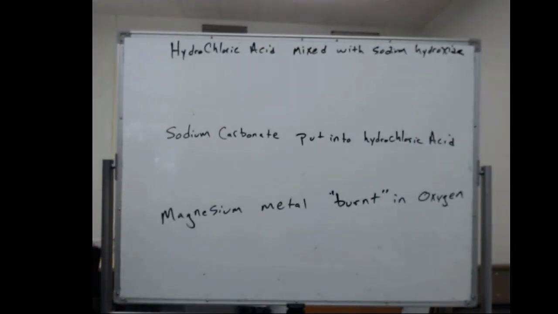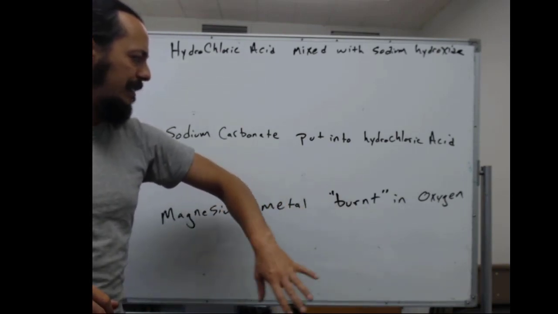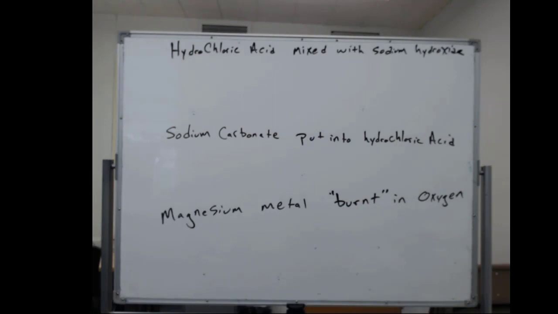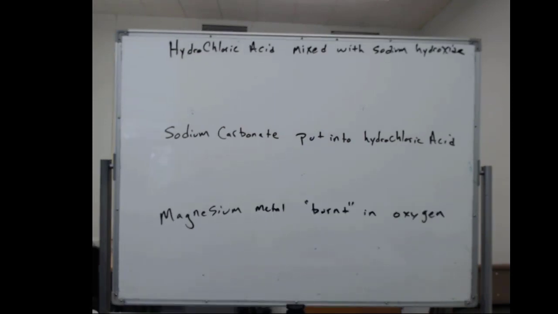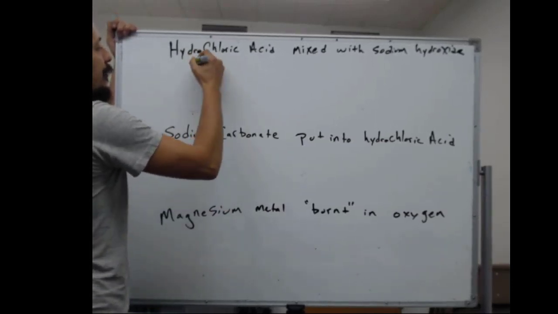So here's 3 reactions we'll do together, and then I'll give you a couple to work on your own. Hydrochloric acid mixed with sodium hydroxide. Sodium carbonate put into hydrochloric acid, and magnesium metal burnt in oxygen. Let's go ahead and start with the hydrochloric acid one. Hopefully this one's pretty straightforward.